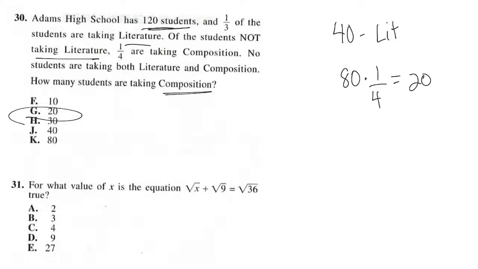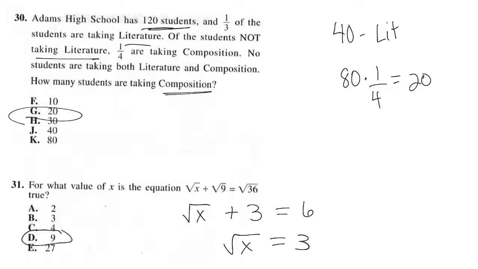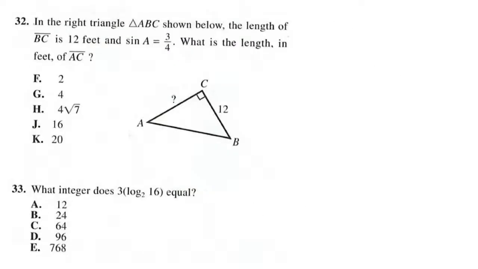Now number 31, for what value of x would this be true? So the square root of x plus, well, the square root of 9 is 3, and the square root of 36 is 6. So that means whatever I take the square root of, I've got to get 3. So which of your answer choices can you take the square root of and get 3? So it's going to be answer choice D.